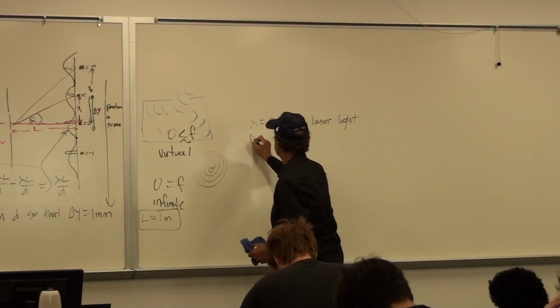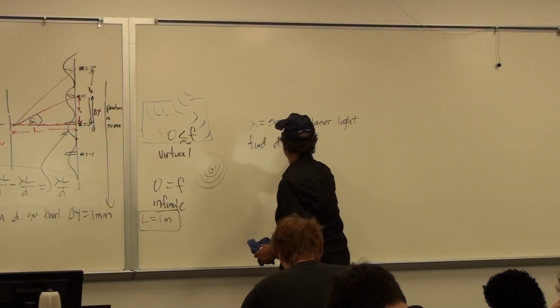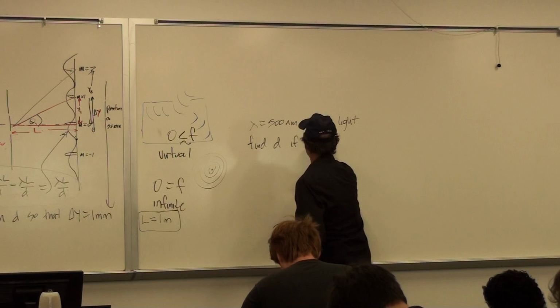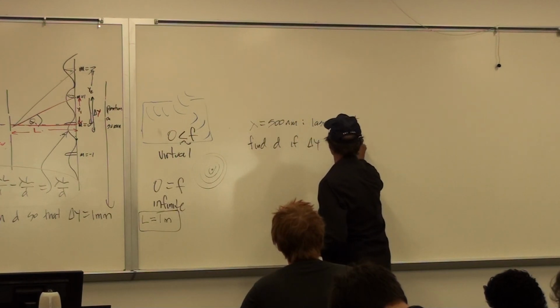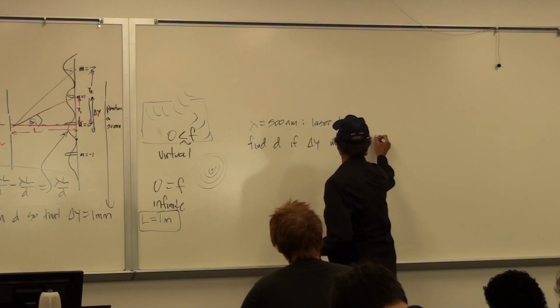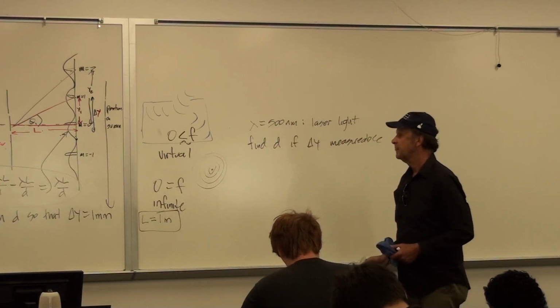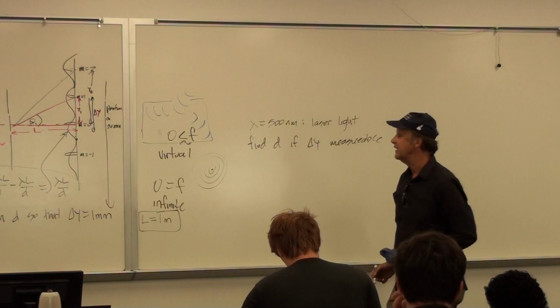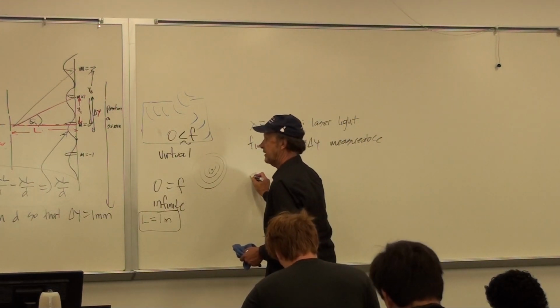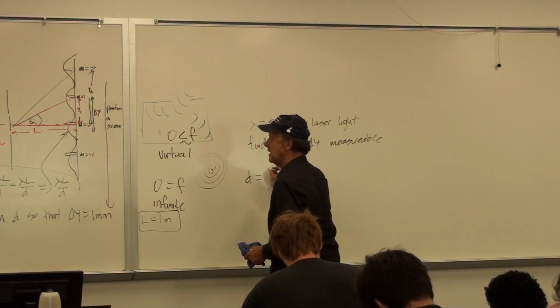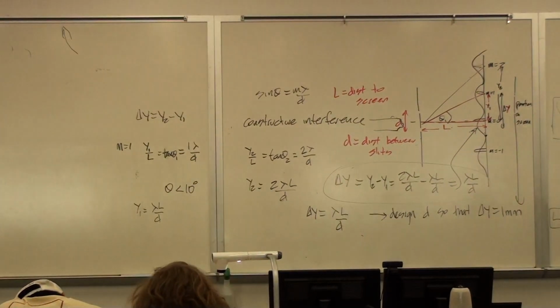And we want to find d. If delta y is measurable, that means we can see the diffraction effect. If it's not measurable, then we can't see the diffraction effect. So that would give us d as y L over delta y.